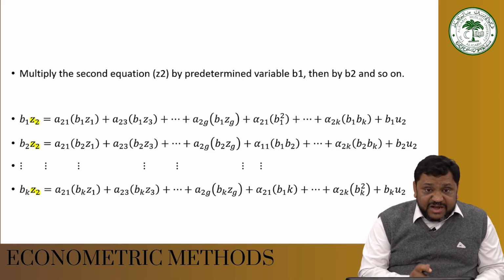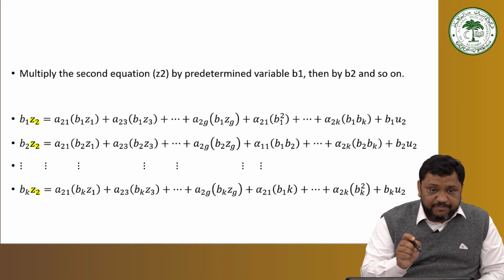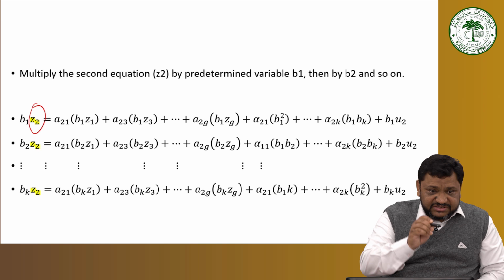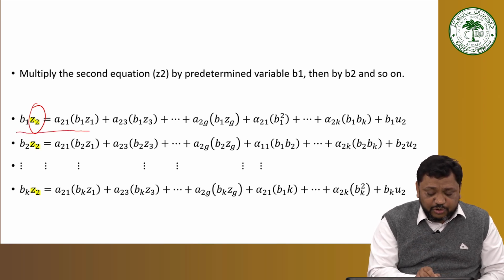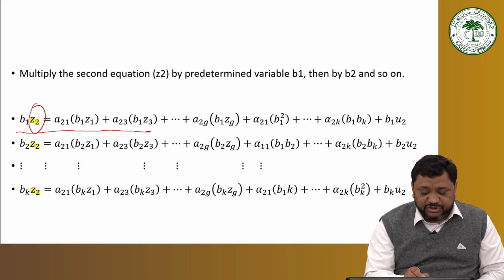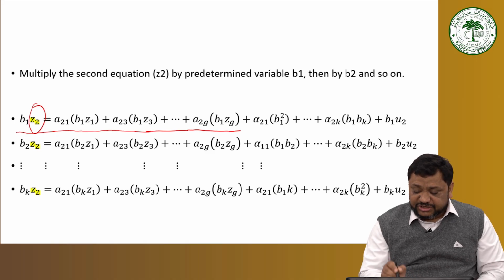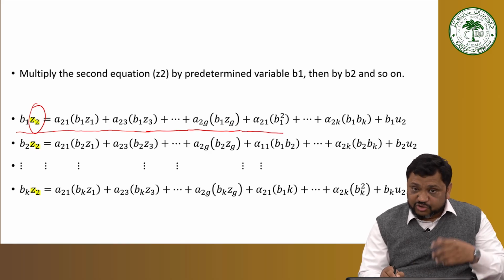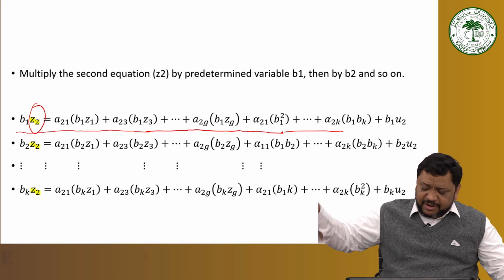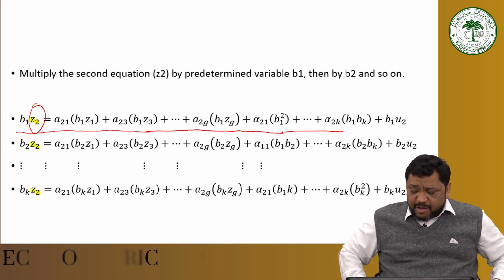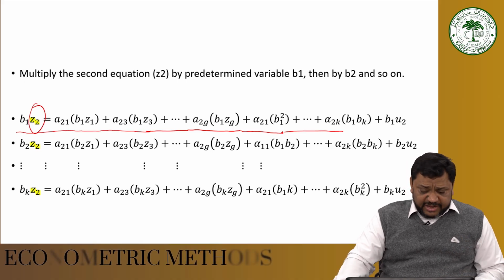So this we multiplied by B1, so it becomes B1 Z2 is equal, now we are multiplying by Z2. That is why Z2 is highlighted over there. So B1 Z2 is equal to alpha 21 B1 Z1 plus alpha 23 B2 Z3 extending up to alpha 2G B1 Zg plus alpha 21 B1, which is already there, so it becomes B1 square plus alpha 2 extending up to alpha 2k B1 Bk plus B1 U2. So this is what we have done.